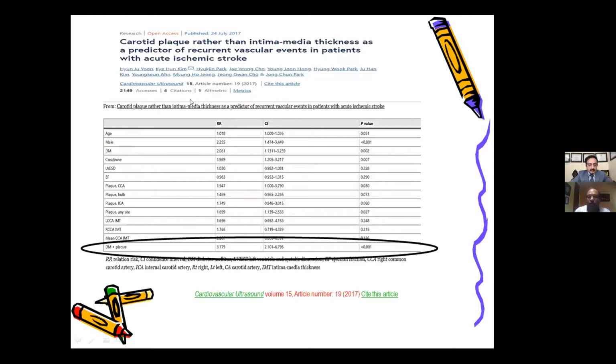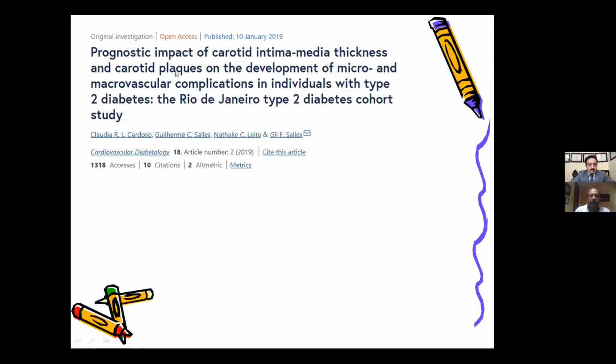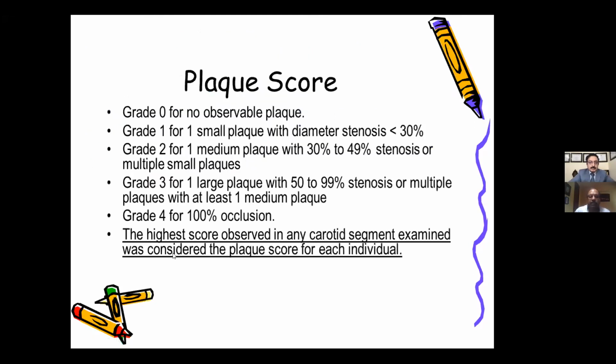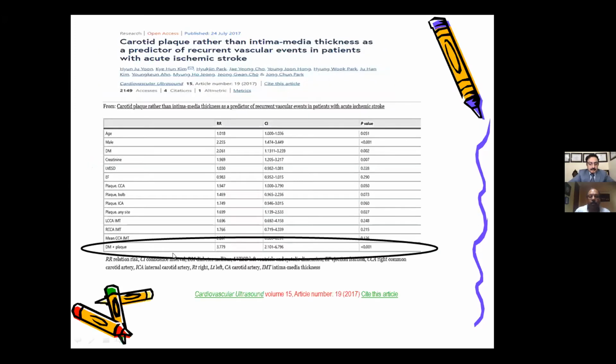Next goes the prognostic impact of carotid intimal thickness and carotid plaque on development of micro and macrovascular complications in type 2 diabetes. The same paper is talking about the same thing. We have to screen these people with diabetes mellitus to look at the plaque and the intimal medial thickness. And if they have a plaque, however small it may be, it will be of value. That is take-home message number 1 in 2020.